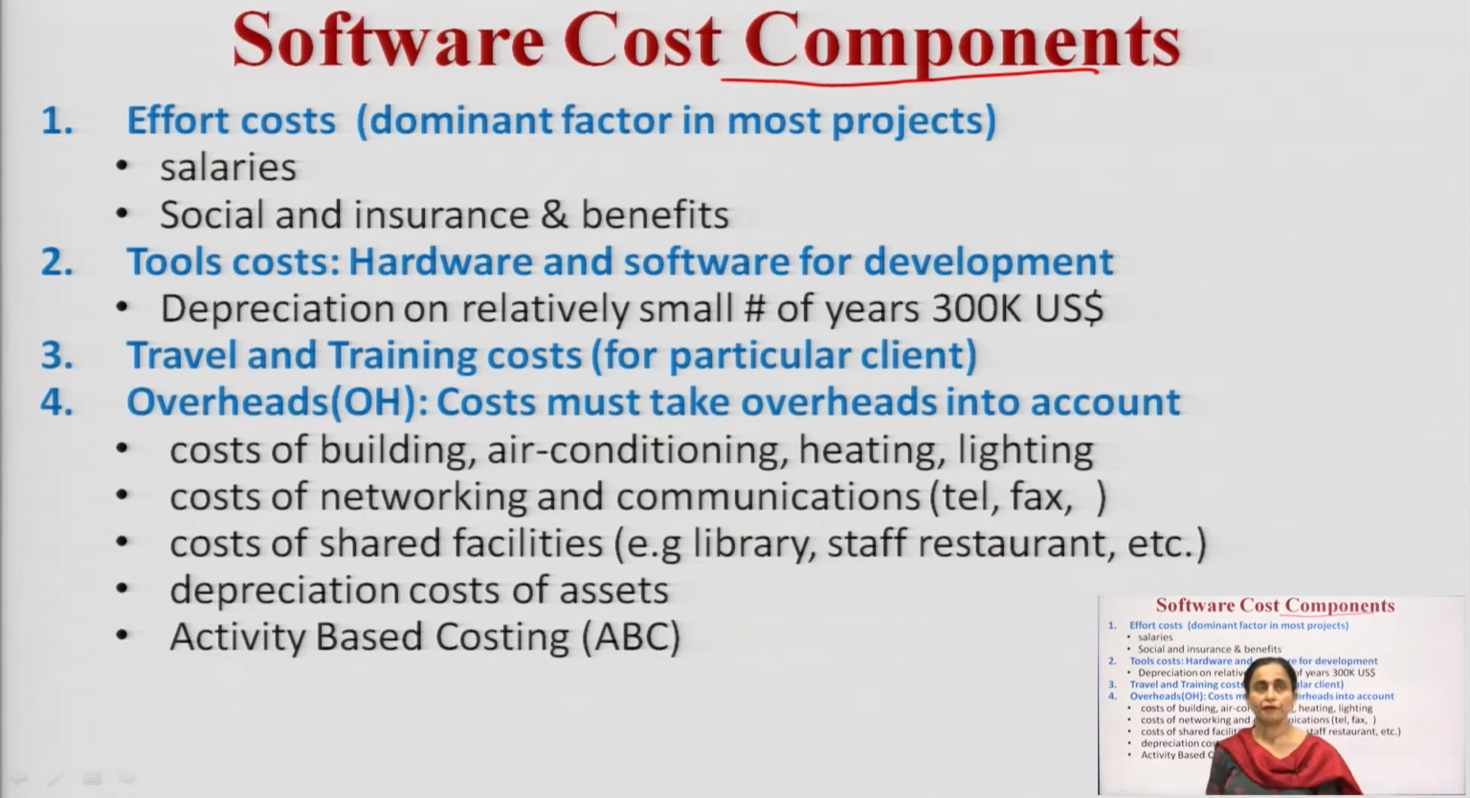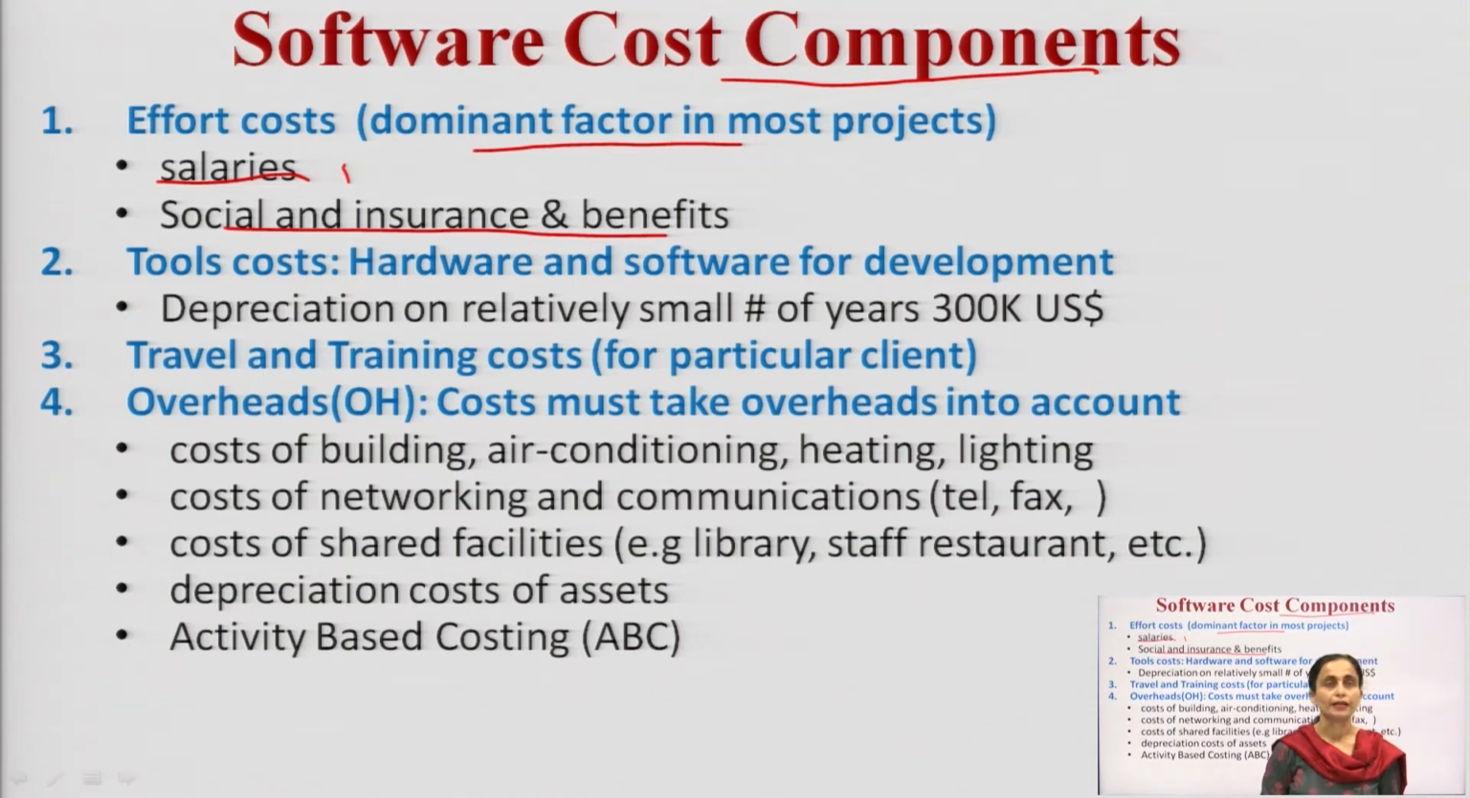Coming to the different software cost components, the first component is effort cost. Effort cost is one of the dominant factors in almost all projects, meaning how much amount I am going to pay to the employees of a software organization in salaries. Then how much social security, insurance and other benefits are given to my development team and my testing team, that all is counted under effort cost.